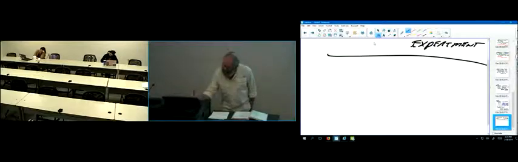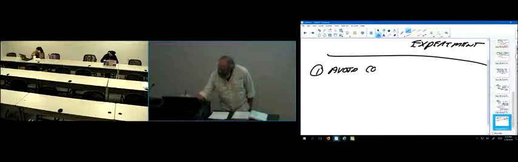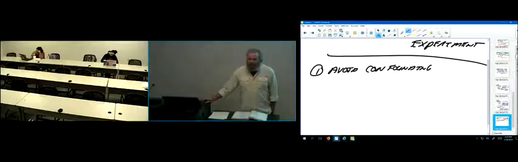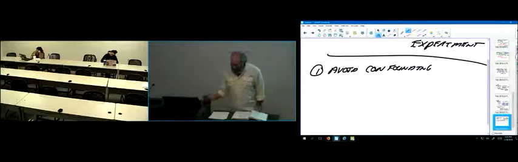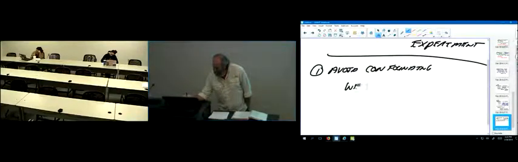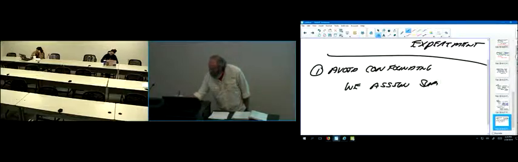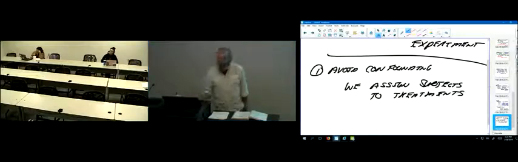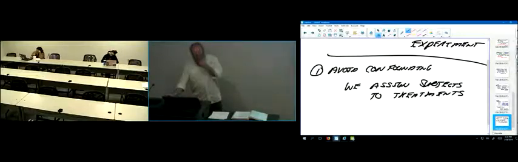All right? The first one is you avoid confounding. Why? The individuals don't get to pick their treatment. We pick that for them, right? We assign subjects. And what do I mean assign? Assign subjects to what? We assign subjects to treatments. They don't pick, we pick for them. We do it in a nice random fashion.